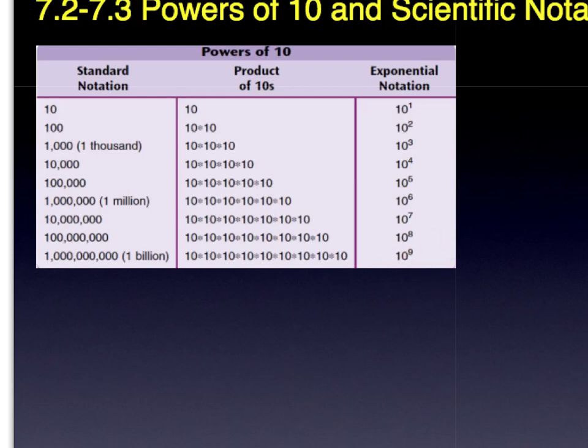Okay? So we have lots of different ways we can write it. Standard notation is just the numbers right here. This is number word notation. Here's writing it as products. And then more simply, this is the last column, our exponential notation. That's the simplest way to do it.